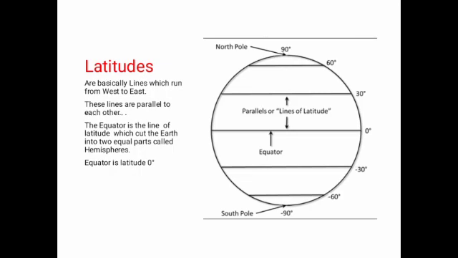Lines of latitude are measured from the equator. The equator is the line of latitude which cuts the Earth into two equal parts called hemispheres. So the equator is latitude 0 degrees. You can see this line here is 0 degrees, right? So that means that is our equator. The lines of latitude are measured from this very line, 0 degrees.